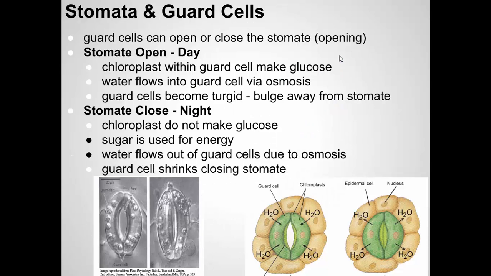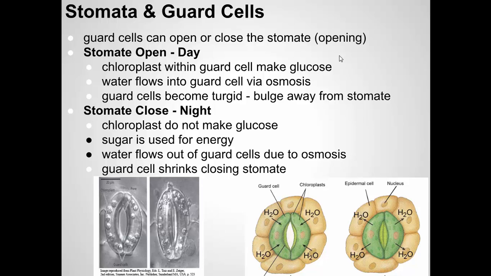This is what the stomate looks like if you were to look straight on at them rather than in cross-section. And so these cells on each side, these are the guard cells. This is an actual microscopic image. These are the guard cells. The opening in the middle is called the stoma. And they open and close, allowing material in and out of the leaf.